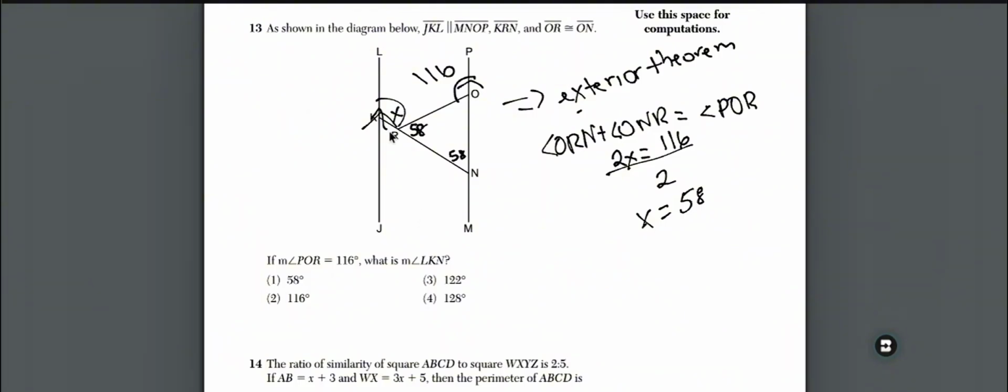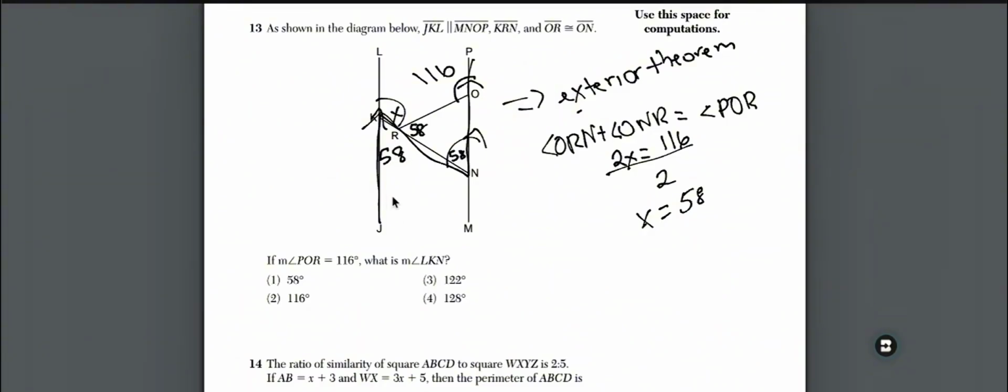Well, I know that when I have parallel lines, I can create alternate interior angles. So if I have this angle right here, this might be the long step, but this is the first thing that I saw when I was solving. So this angle right here is going to be congruent to angle ONR. So angle JKR is congruent to angle ONR. So that means that this is also 58.